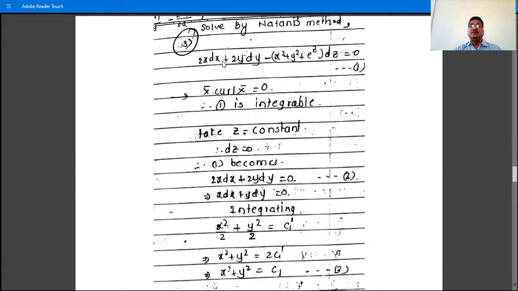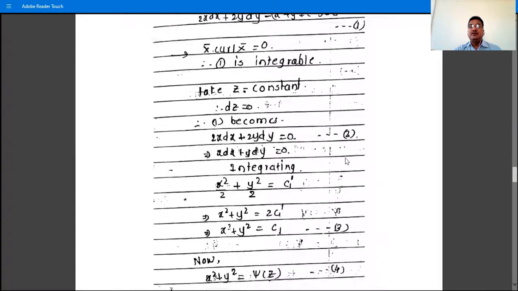So next example on the same method, solve by Natani's method: 2x dx plus 2y dy minus (x square plus y square plus e raised to z) dz is equal to 0. First check x bar dot curl x bar is 0, that is, the given differential equation is integrable. Then treat z as a constant, and therefore dz is equal to 0. So equation 1 becomes, substituting dz as 0, 2x dx plus 2y dy is equal to 0.